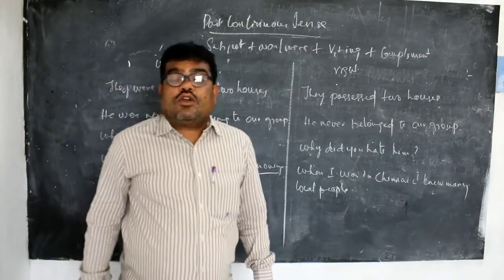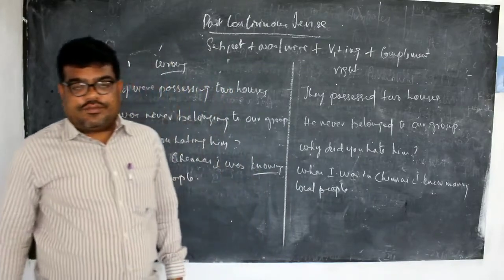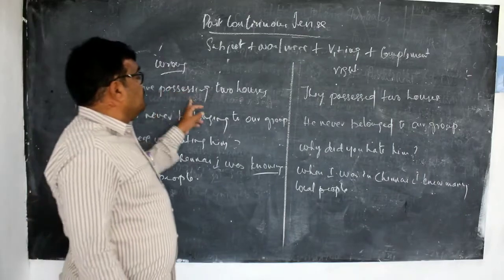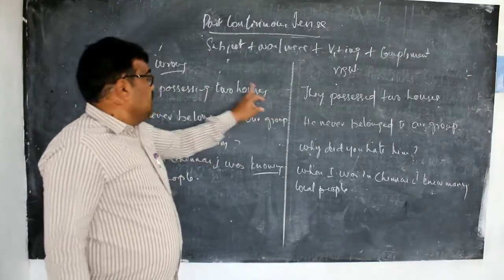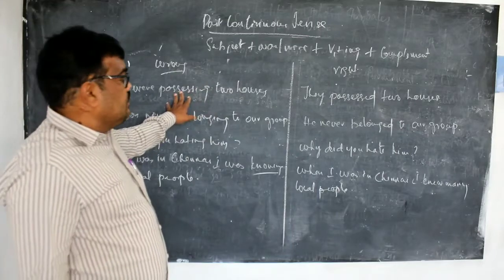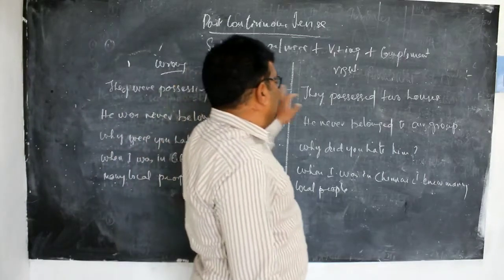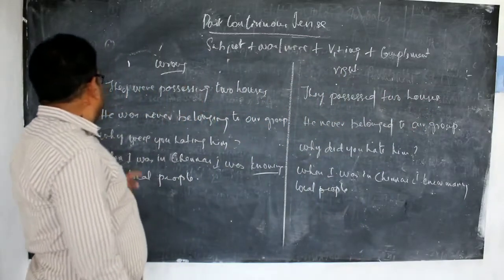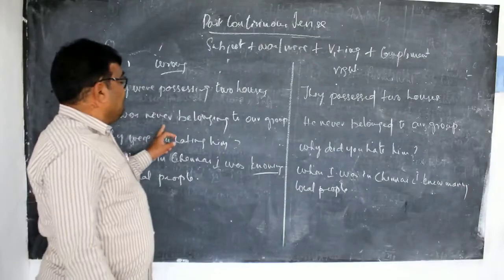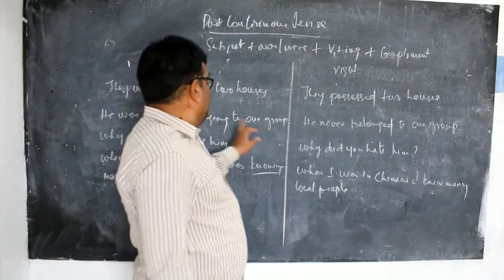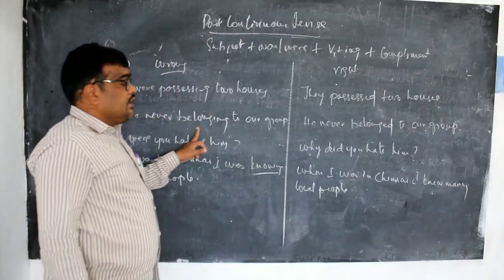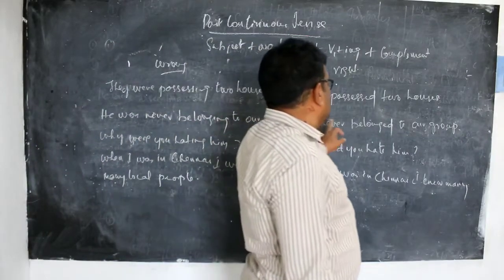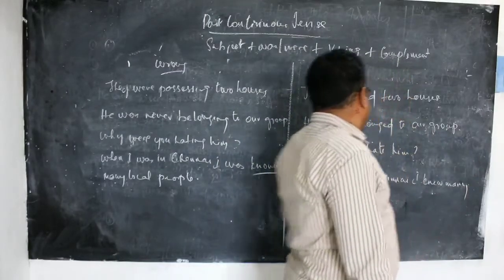Some of the verbs cannot be used in continuous tense. I will show you through examples. The first example is, they were possessing two houses. Possessing must not be used in continuous tense, but better to use the simple past: they possessed two houses. Another example, he was never belonging to our group. Belonging must not be used in the continuous tense, so we have to use: he never belonged to our group.